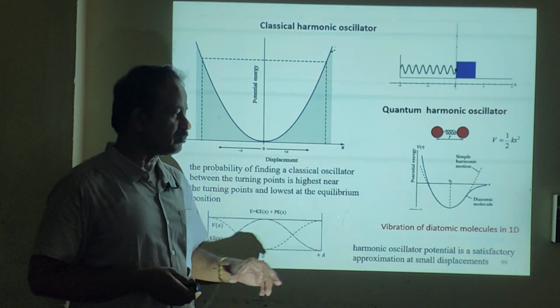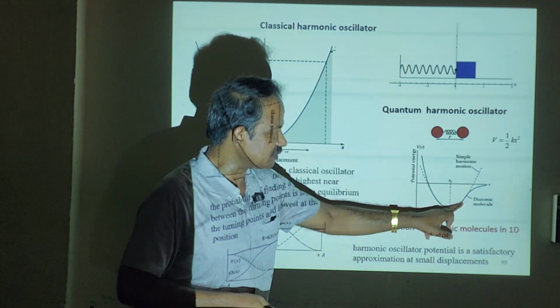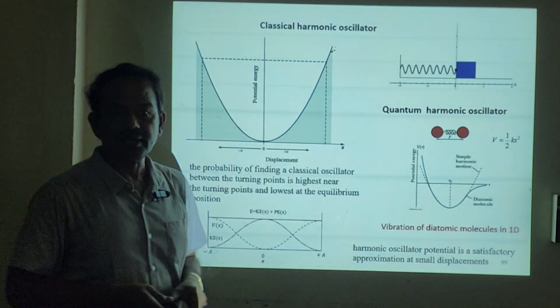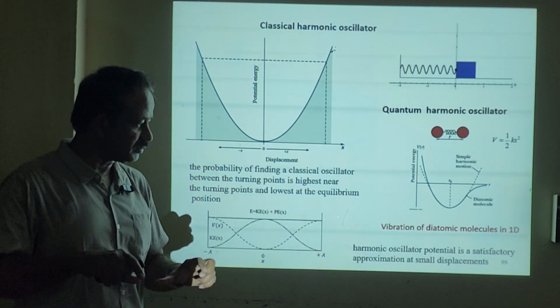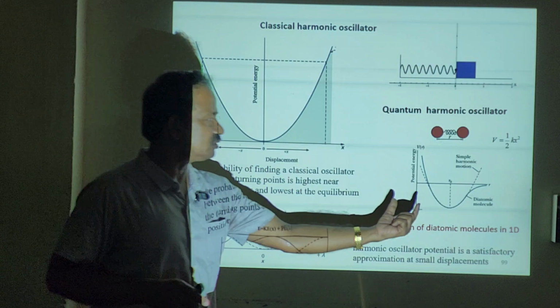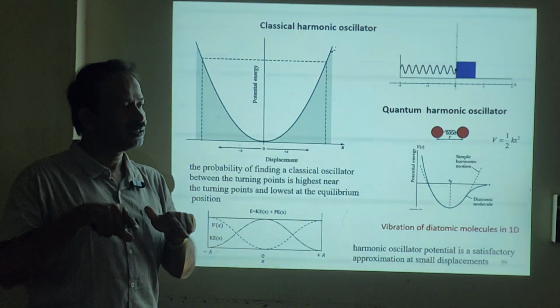The dotted curve is the harmonic oscillation. The blue curve is the anharmonic oscillation. So the harmonic oscillator potential is a satisfactory approximation for small displacements. This is a small displacement where both oscillations coincide.